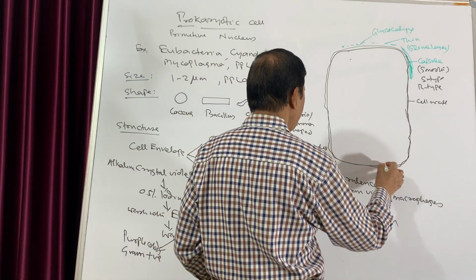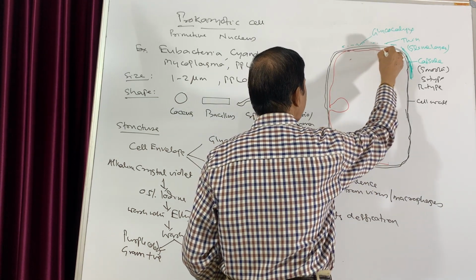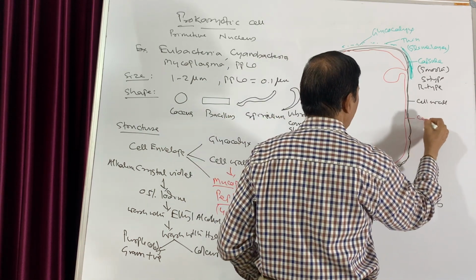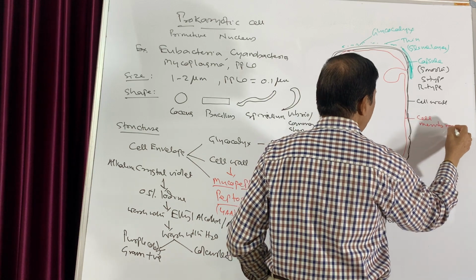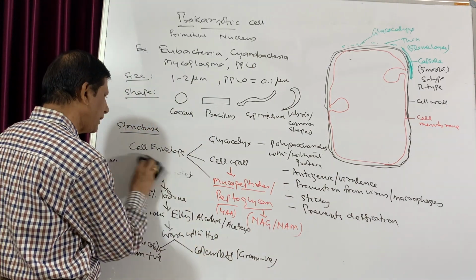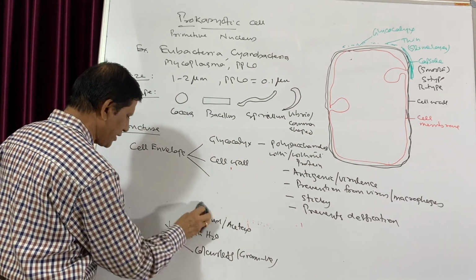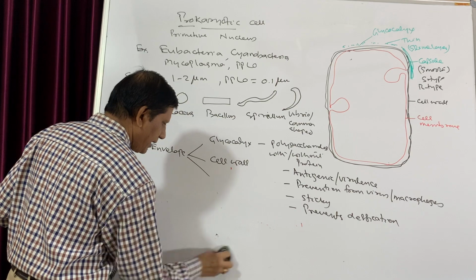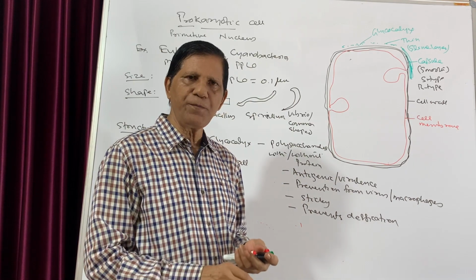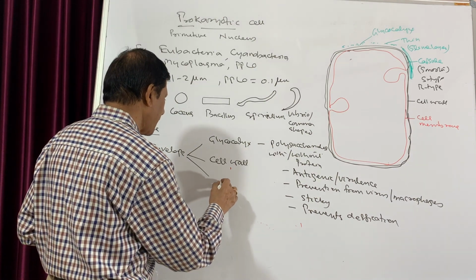Within the cell wall, there is a cell membrane, and the cell membrane sometimes has certain infoldings here and there. This is known as the cell membrane. It is similar in structure to that of eukaryotes, made up of lipoproteins. The only difference is that in eukaryotic cell membranes, cholesterol or sterols are present to provide stability, but in prokaryotic cells, sterols are absent and are replaced by hopanoids.